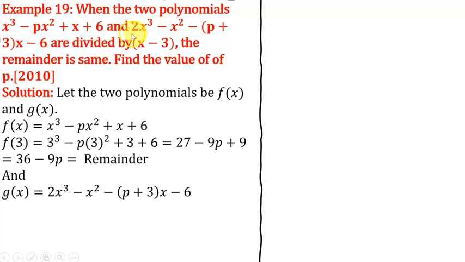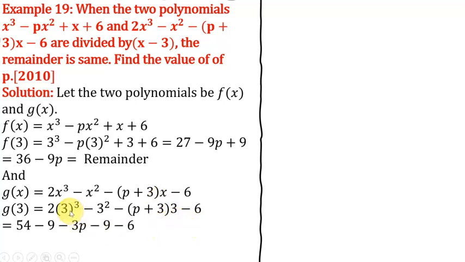What about the second? The second is g of x: 2x cube minus x square minus (p plus 3) into x minus 6. Again replace x by 3. 2 into 3 cube minus 3 square minus (p plus 3) into 3 minus 6. And the simplification: 27 into 2 is 54 minus 9, and next minus 3p minus 9 minus 6. Okay, 54 minus 9 minus 9 minus 6 is 30 minus 3p, this is the remainder.